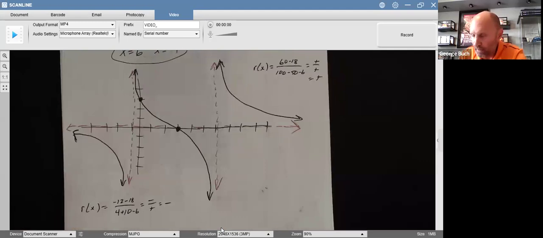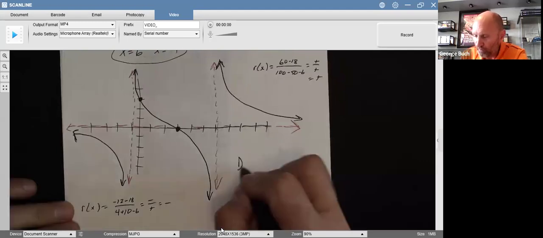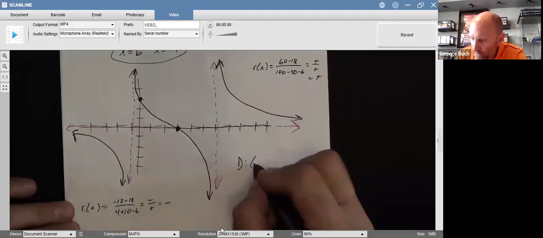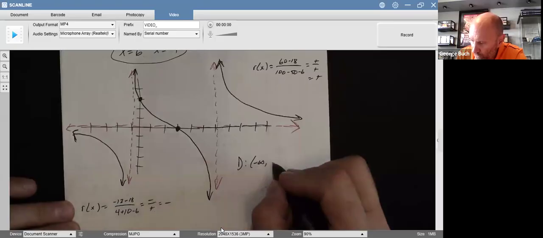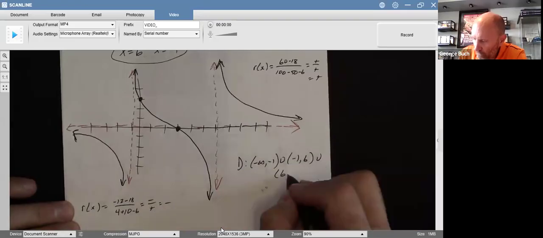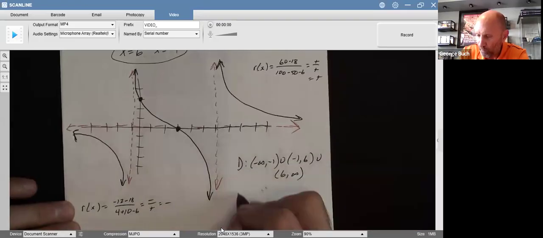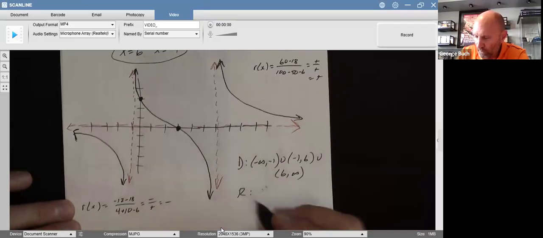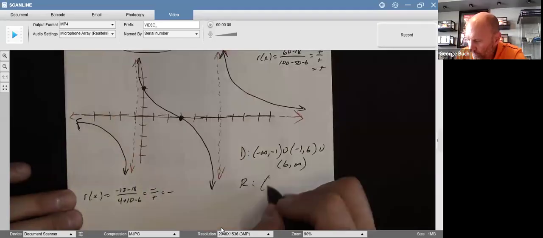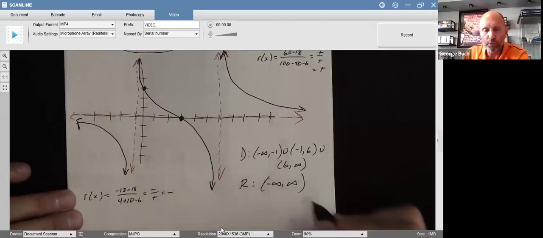And so my domain then is what? Well, my domain is everything other than the vertical asymptotes. So negative infinity to -1, union -1 to 6, union 6 to infinity. But the range is what? Well, because of this middle piece alone, it's everything, negative infinity to positive infinity. All real numbers.